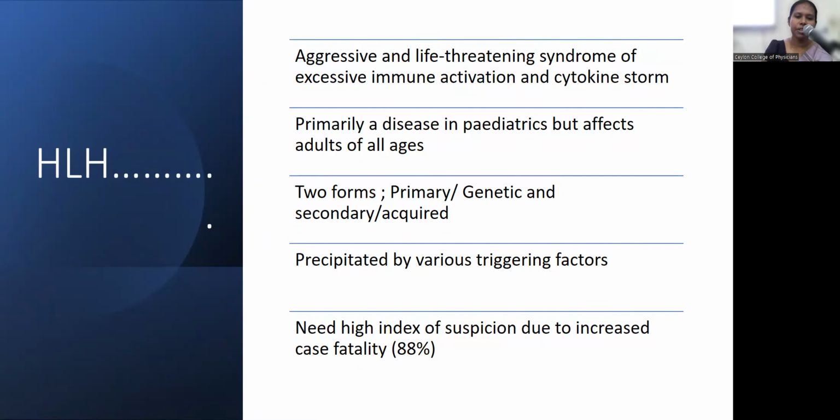This can be precipitated by various triggering factors. The physician has a very big role here because HLH has clinical severity, complexity and rarity. As we are the first medical people to see these patients, we need to have a high index of suspicion. Otherwise, the case fatality rate is around 88% if left untreated. So we'll move to the pathophysiology.